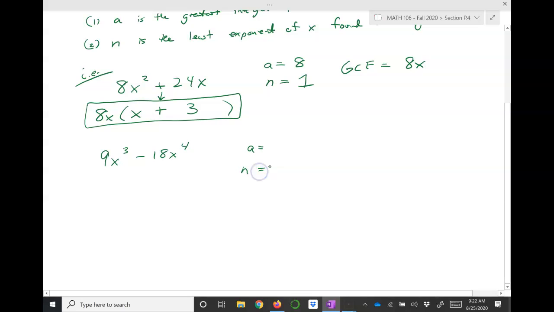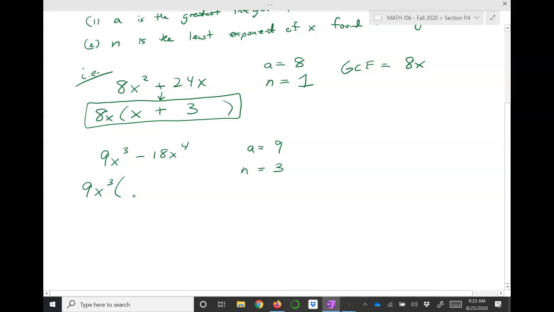So the least exponent is what? 3, right? Now how about the integer? And typically what we do is we take that first term of the highest degree, so in this case the 9, and then try it, right? 9 divides by 9, so we know that's going to work. And then 18 divides by 9, sure, you get an even 2. So A is 9. So we're going to factor out a GCF of 9x cubed.